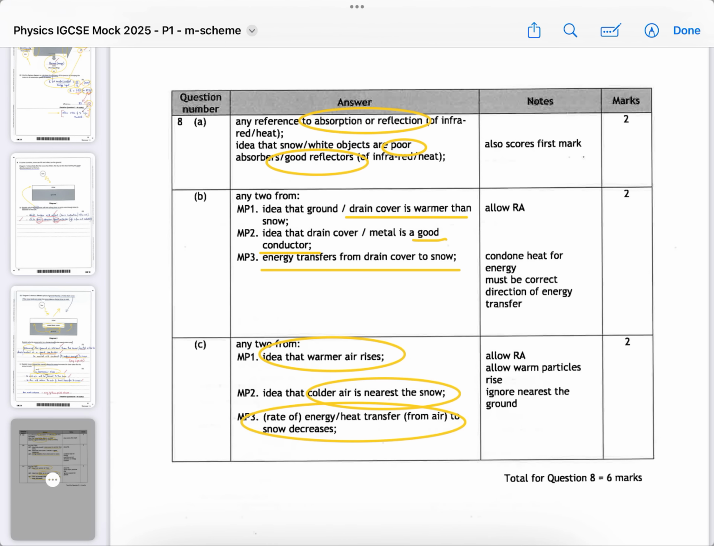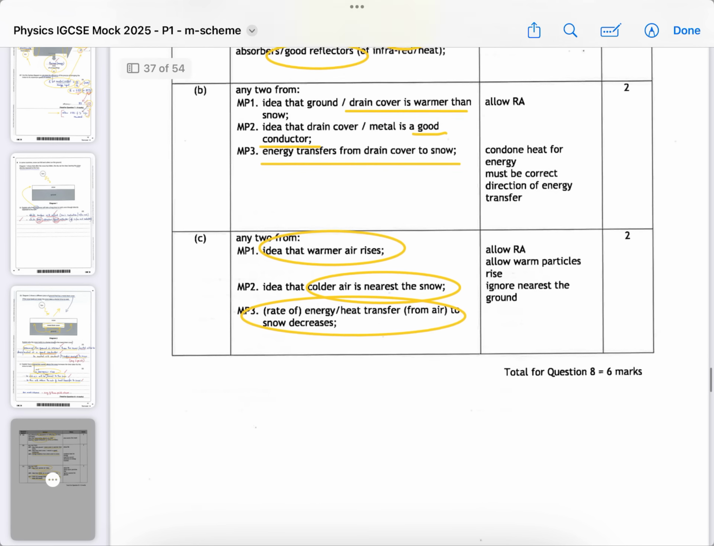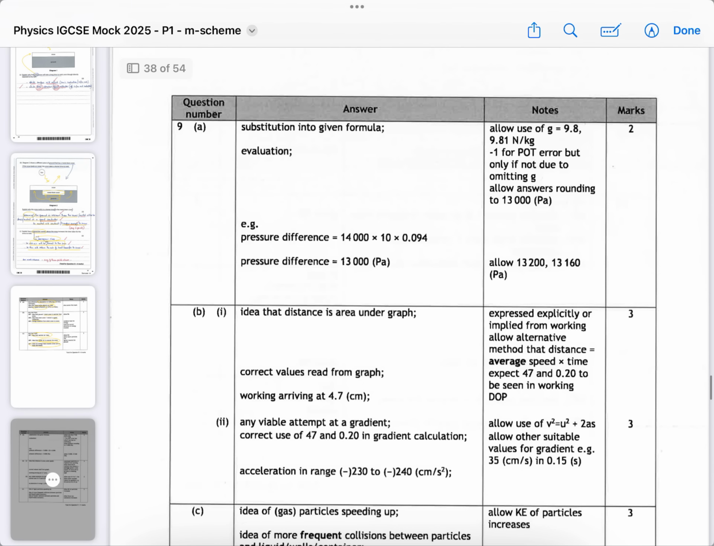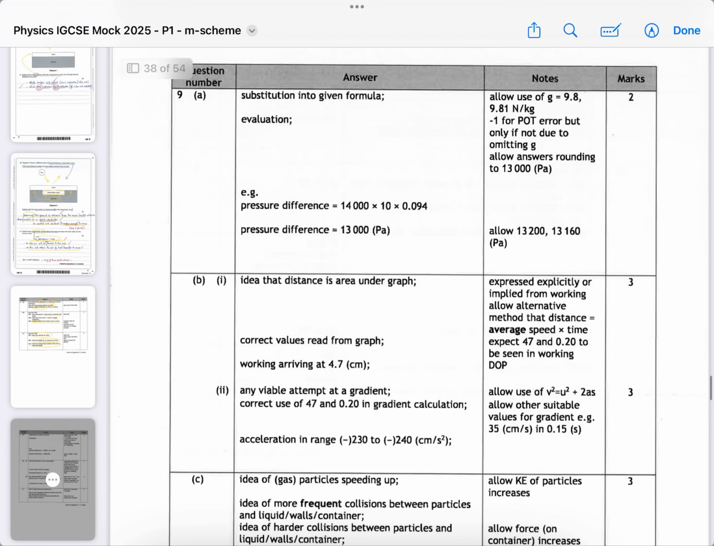So let's stop the video there. We've just done 3 more questions, 6, 7, and 8, and question 9 is then going into pressure, it looks like.